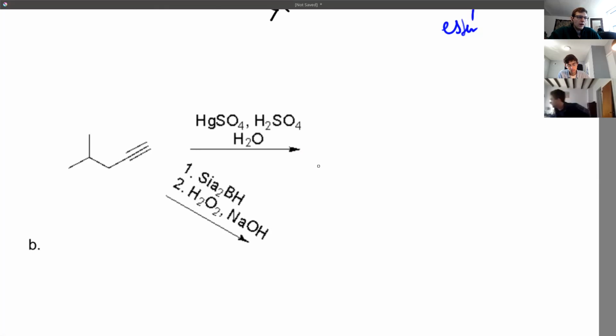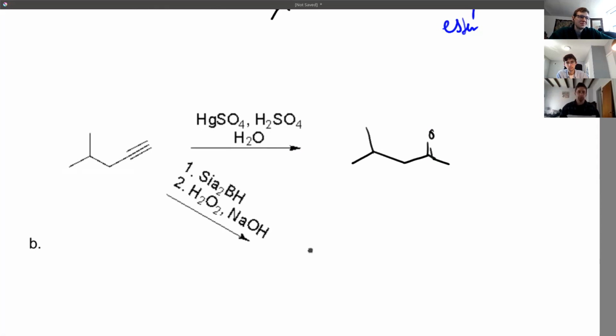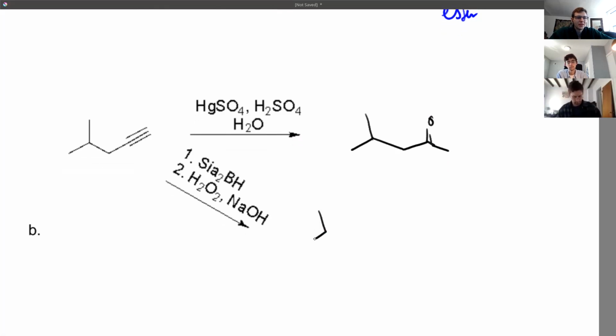Let's see here. The oxymercuration makes a ketone. Okay. And then the sodium one makes an aldehyde. Yeah, that's it. Okay. Yeah, that is the whole problem.